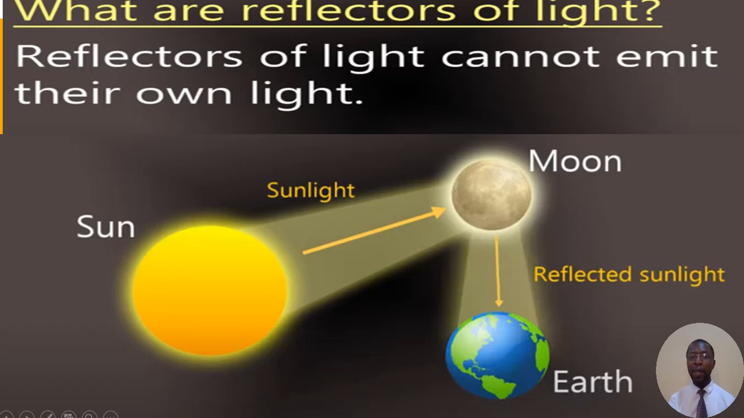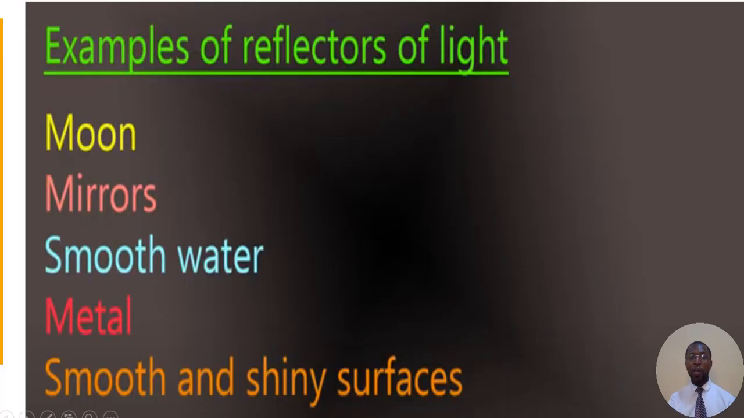So reflectors of light cannot emit their own light, and a good example here is the moon, which receives the light from the sun, and then reflects it on the earth. Examples of reflectors of light are the moon, the mirror, the smooth waters, the metals, the smooth and shiny surfaces. Any shiny surfaces are all good examples of reflectors of light.